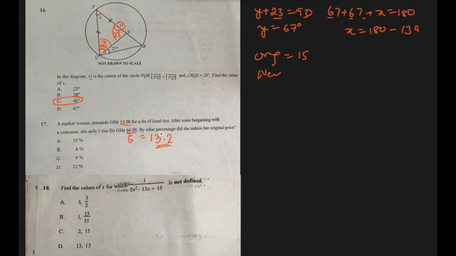So what percentage did she reduce? From 15 minus 13.2 is 1.8. She reduced 1.8 cedis on 15 cedis because 15 cedis was the original one. We'll take a percentage of this one. So 1.8 out of 15. This is the percentage we'll find. That was a discount. I'm doing it mentally, you can use your calculator, there is no problem. Okay, 12%.